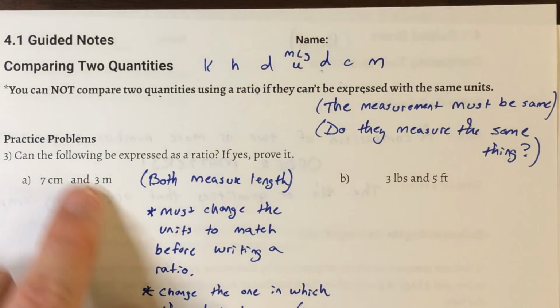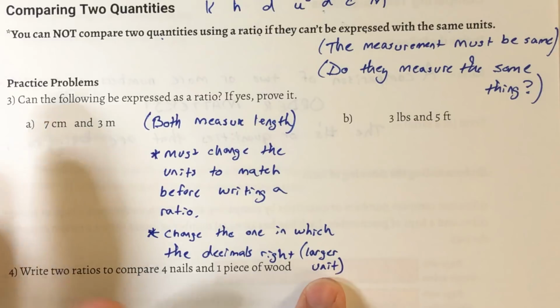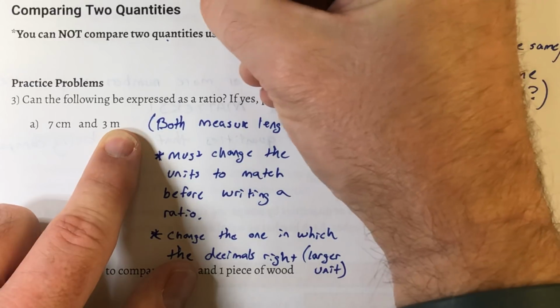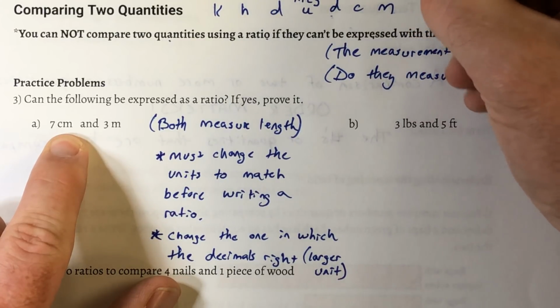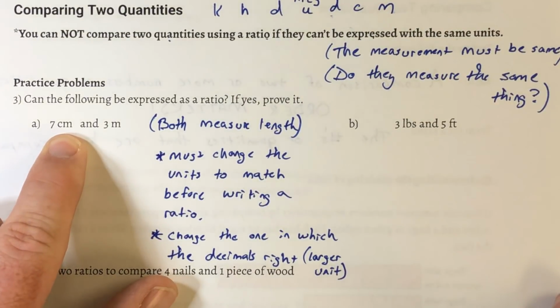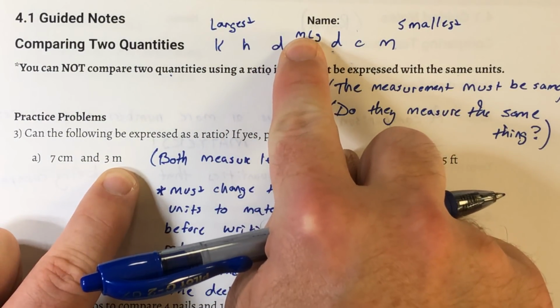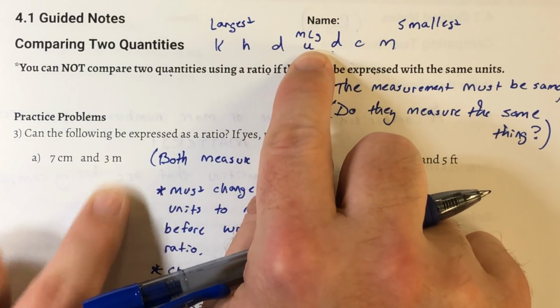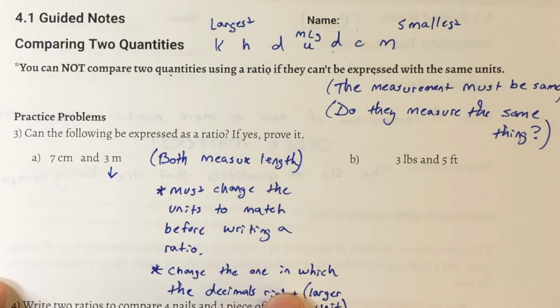All right, so I want to move the one in which the decimal will go to the right, or the larger unit. So is centimeters larger, or is meters larger? Well, kilo means 1,000. That's the largest. Centimeters is over here. That's the smallest over here. Meters is right there. Centimeters is right there. Which one's on the larger side? This one, meters. So that means I'm going to change 3 meters. It means the decimal is going to move right. If it's not moving right, you done messed up. You need to choose the other one.